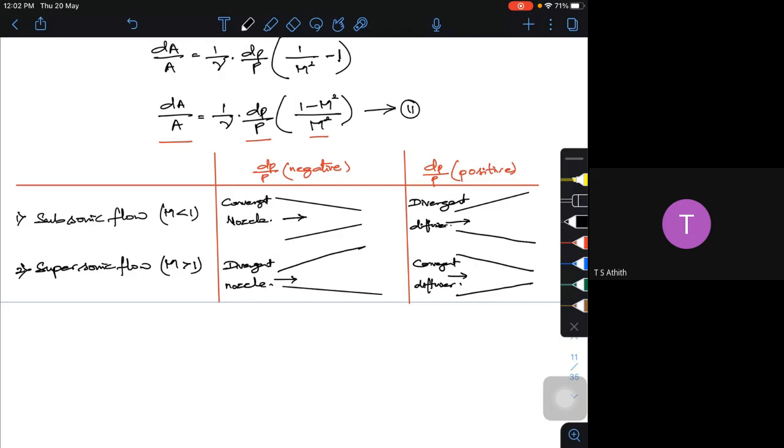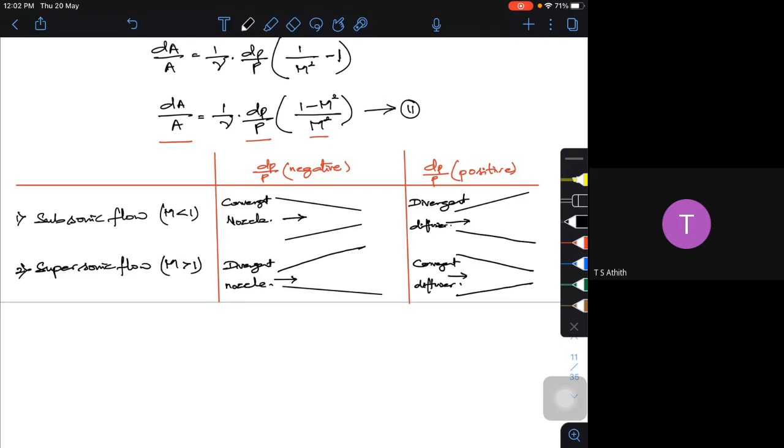What will happen if my M is greater than 1? If dP is negative, it is still decreasing actually. I will end up with the change in your area being positive. So this becomes a divergent part of your nozzle. This equation is more important when you are studying the nozzle, whether it's a convergent nozzle, a divergent nozzle, or a convergent divergent nozzle. Okay, this equation number 11 is very, very critical.